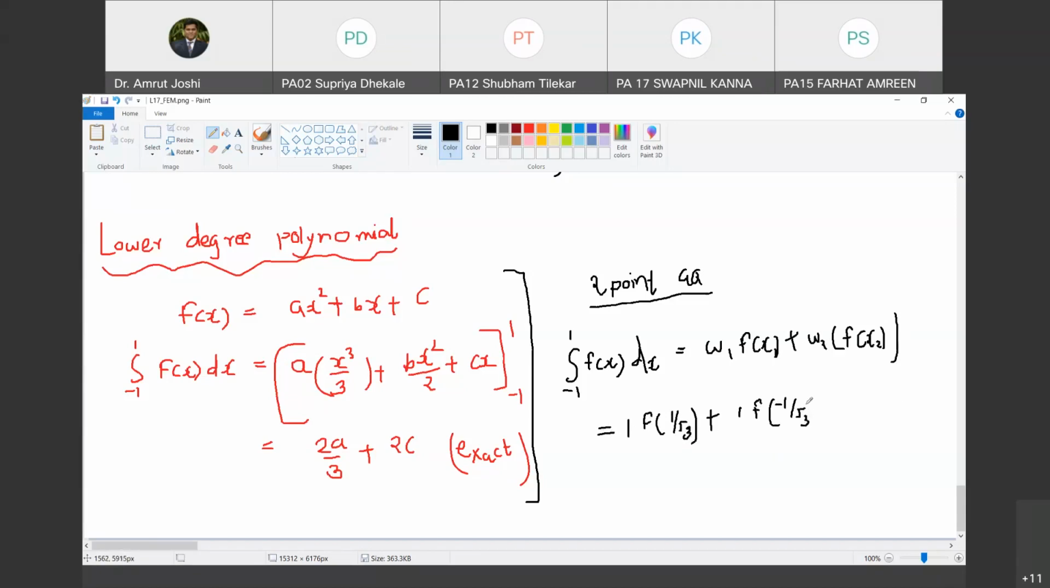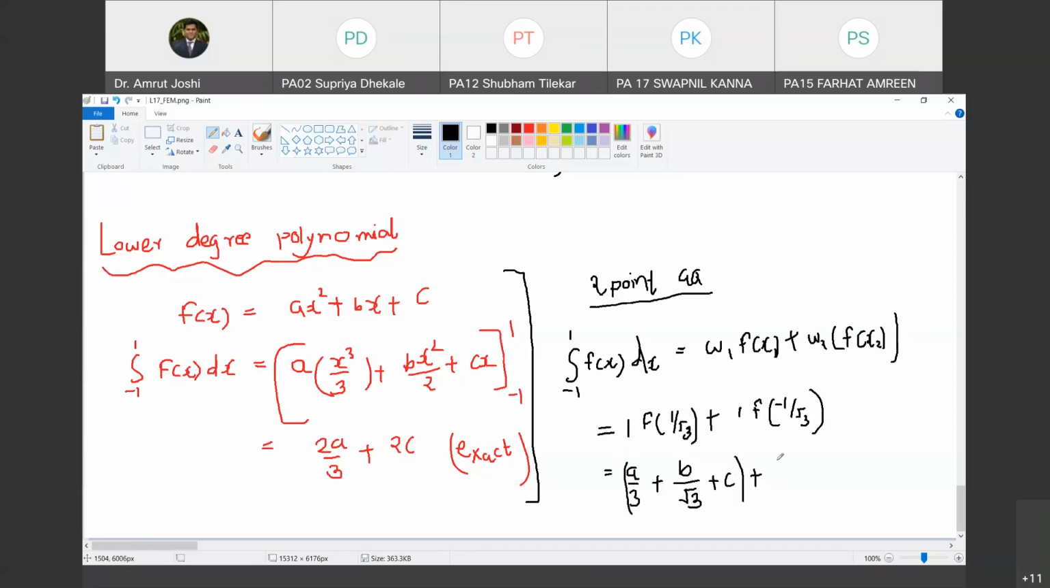Okay. So let me substitute these values here. If I substitute f of 1 by root 3, so what do I get? 1 by root 3 square is 1 by 3. So I will get a by 3. Agreed? Yes. B into 1 by root 3, so I will get plus b by root 3, plus c.